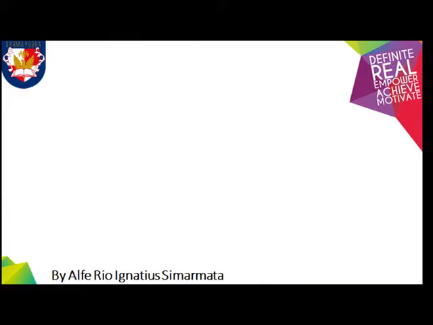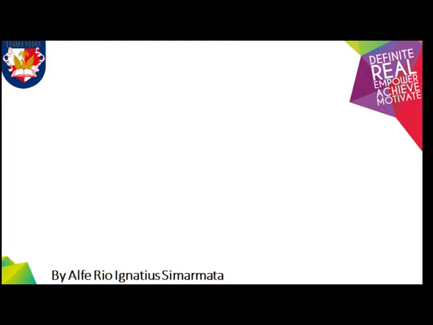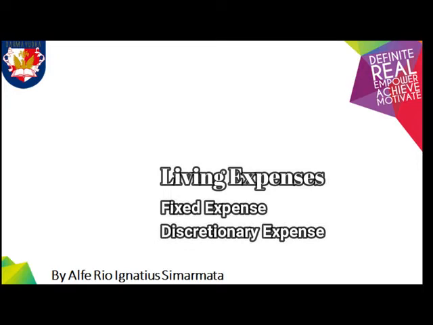In this video, we're going to learn about two things. The first thing that we're going to learn is algebra, especially solving equations in one variable and two variables. And the second thing is about living expenses. There are two types of living expenses: fixed expense and discretionary expense.